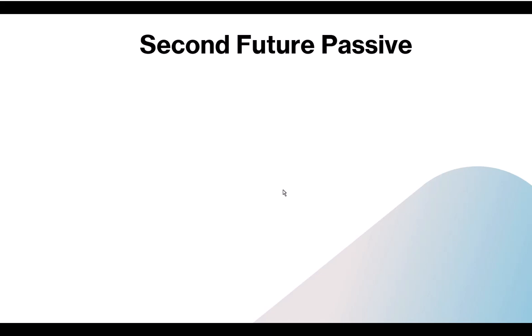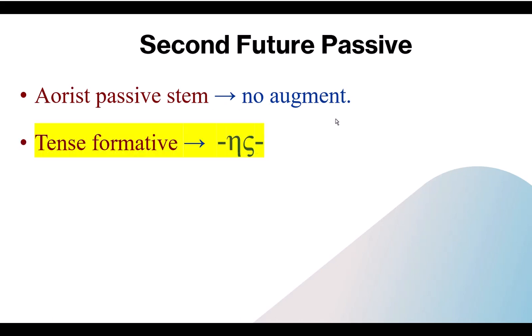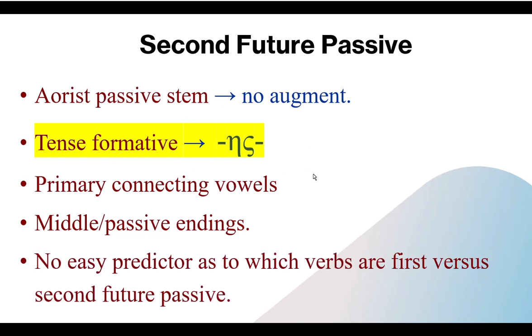Second future passive is similar. It uses the aorist passive stem and there's no augment, just like for first future. In this case, the tense formative, rather than being thais, is just ace. So just eta sigma. We're still using the primary connecting vowels, and we're still using middle passive endings. So really there's not a lot of difference except for this tense formative is different. And there's no easy way to predict which verbs are going to be first versus second future passive.